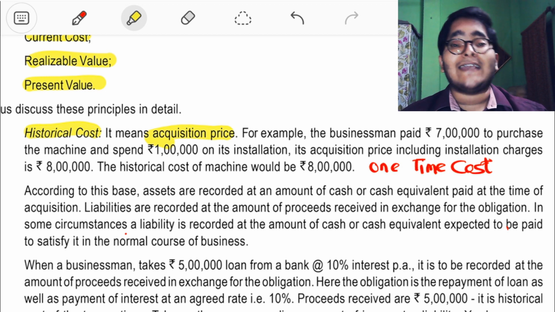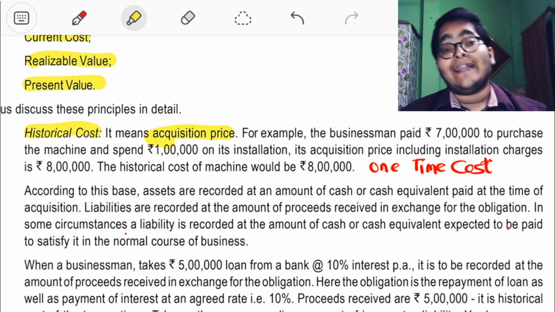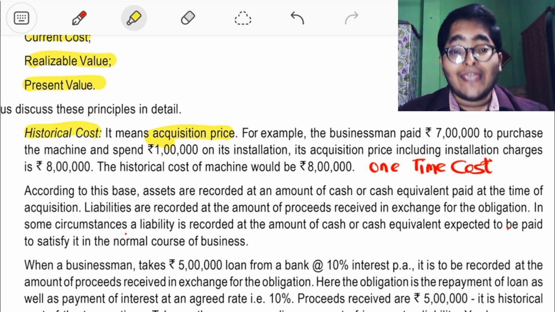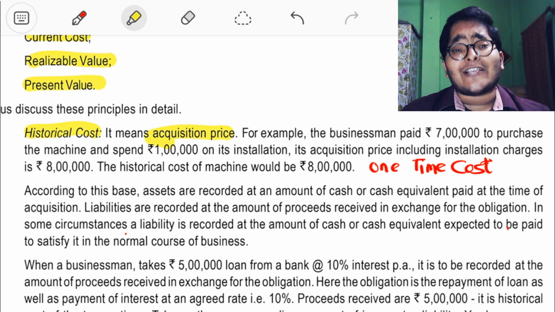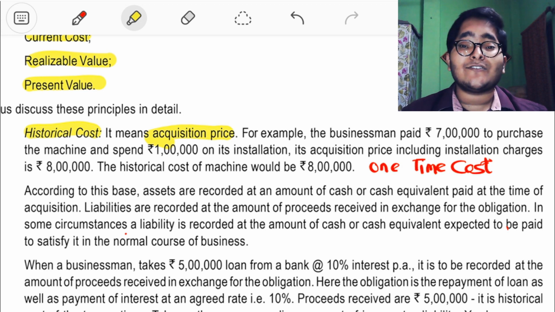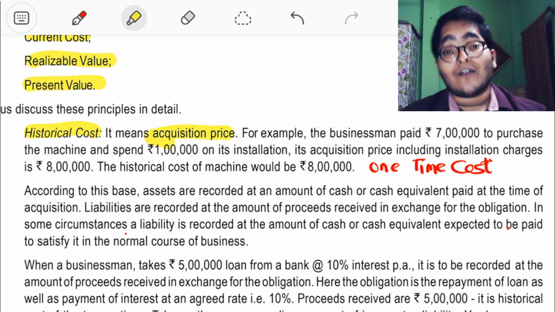जितना भी हम लोग एक्सपेक्टेशन रखते हैं कि एक लाइबिलिटी को चुकाने के लिए या फिर एक ऑब्लिगेशन को राइट ऑफ करने के लिए जितना भी कैश या फिर कैश इक्विवेलेंट का खर्चा करना पड़ेगा उसे हम लोग उस लाइबिलिटी का या फिर उस ऑब्लिगेशन का हिस्टोरिकल कॉस्ट कहते हैं.